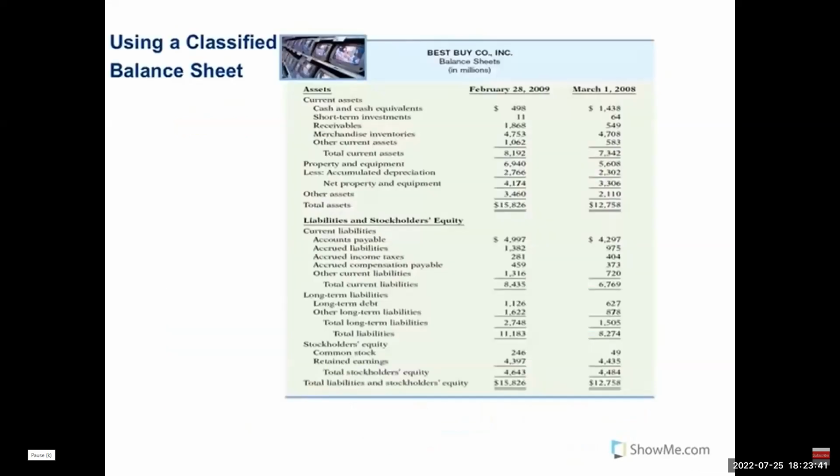Now, in profitability ratios, of course, we are looking at the income statement. In liquidity ratios and the solvency ratios, we use the balance sheet. Liquidity ratios, of course, relate the current assets, that's the cash or near cash items, to the current liabilities.